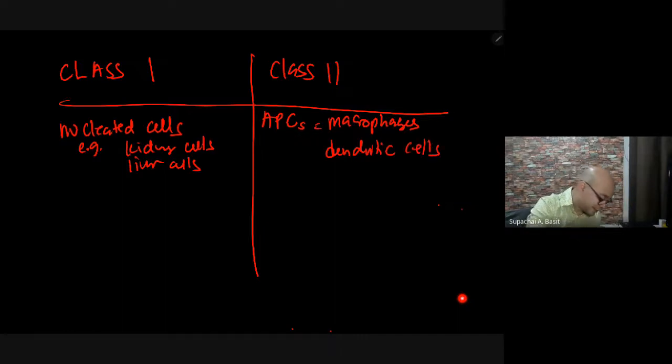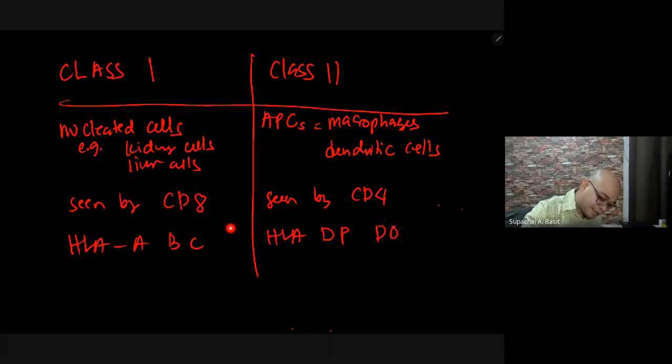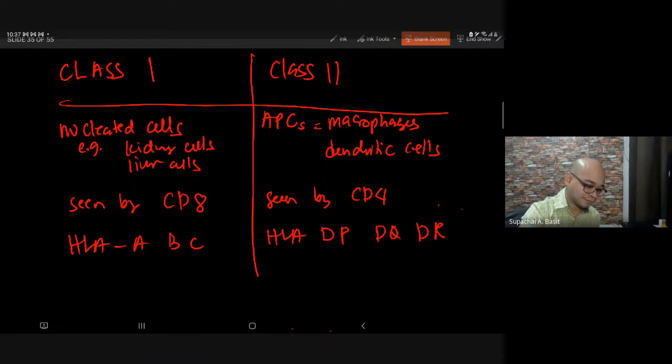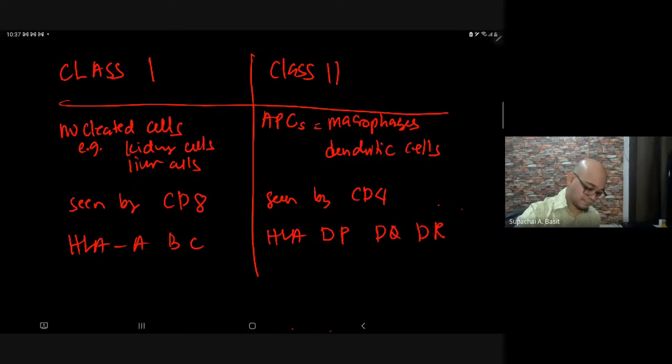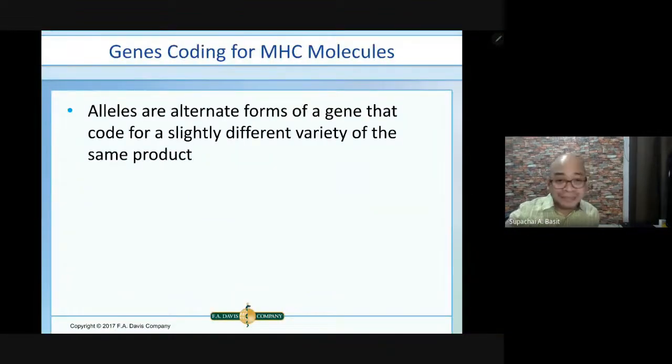Okay. And then class 1 is seen by CD8. Okay, class 2 is seen by CD4. And our designation for class 1 is HLA A, B, and C. And our designation for class 2 is HLA DP, DQ, and DR. These are our designations for HLA class. Okay, so these are the differences between the class 1 and class 2. Hindi lang yan, there are other differences. Okay, we will be discussing that later on.